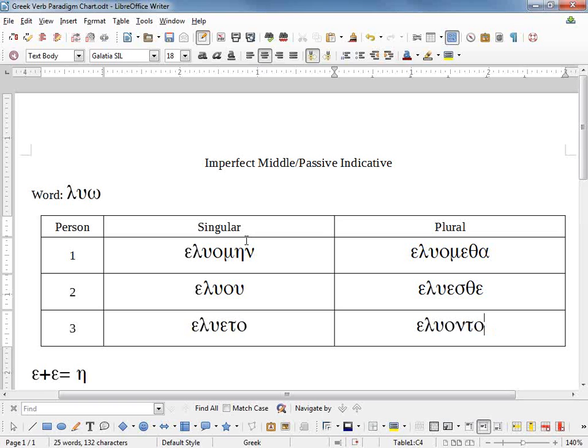Is that third person plural? That's correct. They were being destroyed is third person plural, exactly. Eluonto. Okay? Any questions?